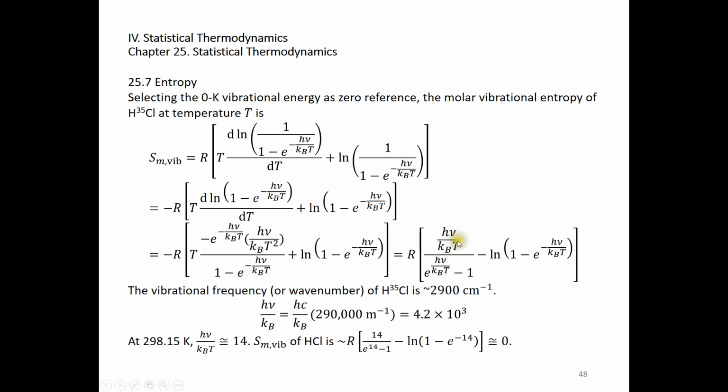We can see h nu over kBT everywhere, here, here, and here. So it's a lot easier if we pre-calculate at least h nu over kB. Alright, h nu over kB is this, hc over lambda over kB, and this is 1 over lambda. You plug in all the numbers. h nu over kB is 4,200.